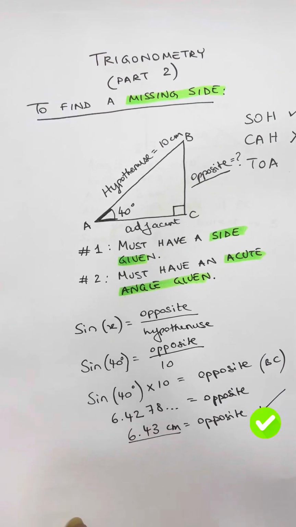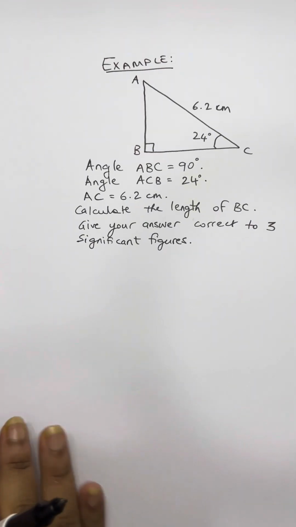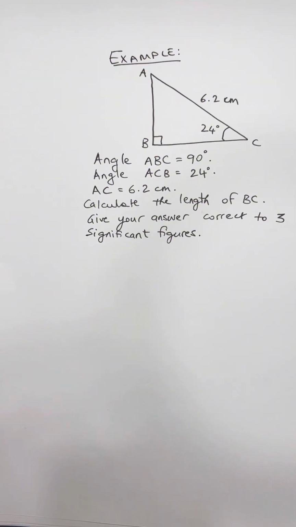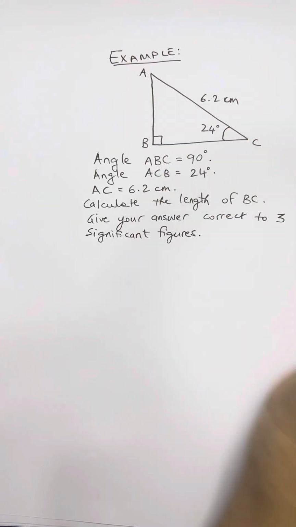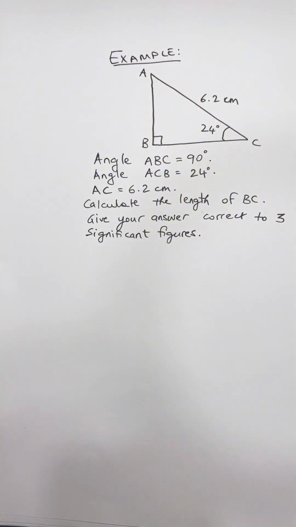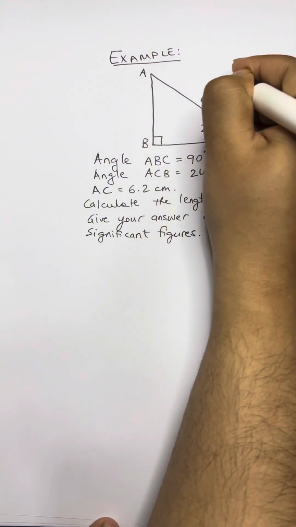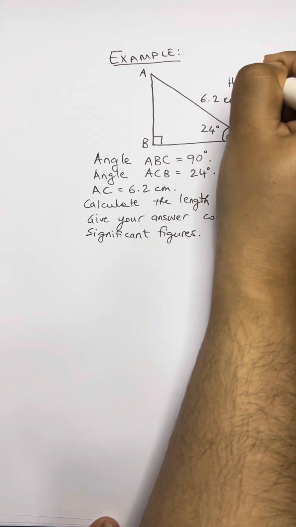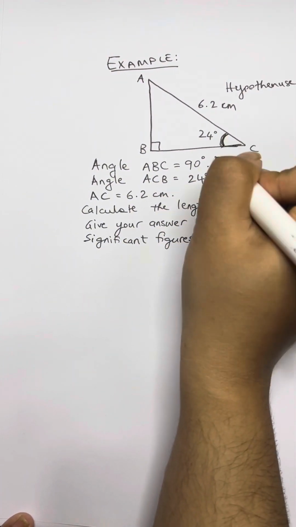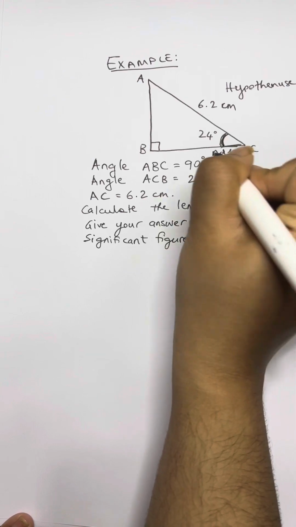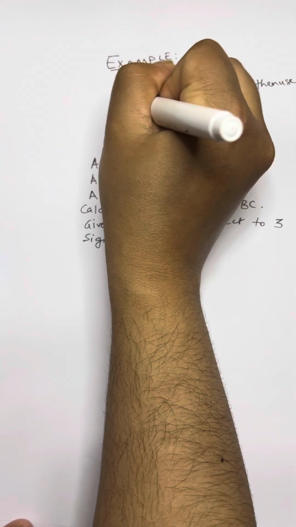Okay, let's try and do an example here. You can pause the video if you want to read the question. I'll try and solve it right now. First things first, we need to label our right angle triangle as always. What's opposite to the right angle? That's the hypotenuse, right? This is the angle that's been given. That means this must be my adjacent. This side BC is adjacent and AB will be my opposite.